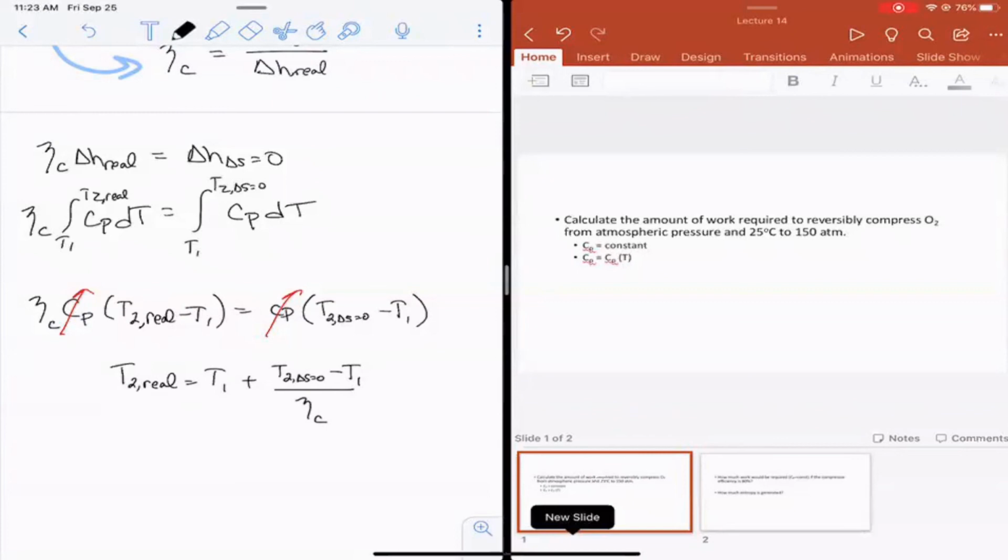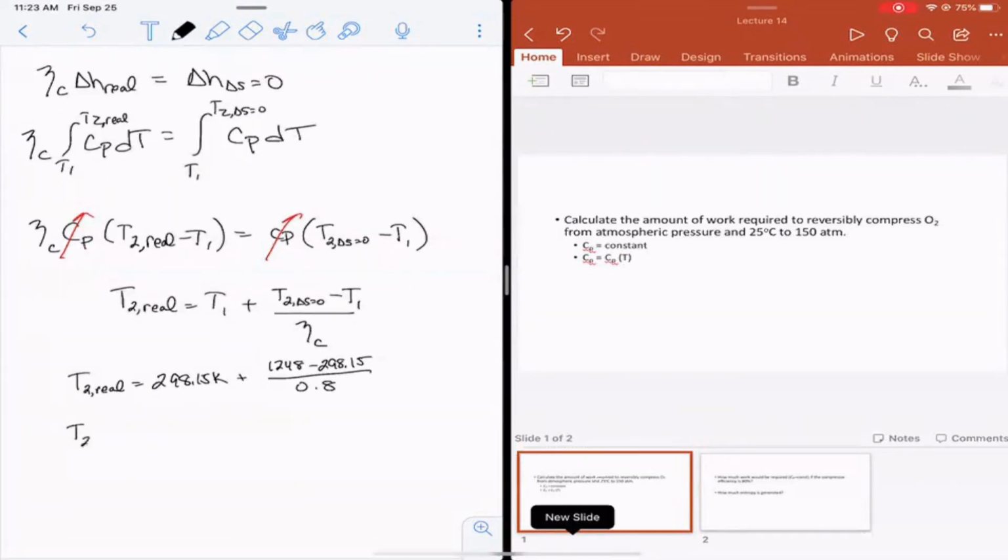And if we do that in this case, we can find then, of course, that T2 real equals 298.15 Kelvin plus 1248 minus 298.15 divided by 0.8.